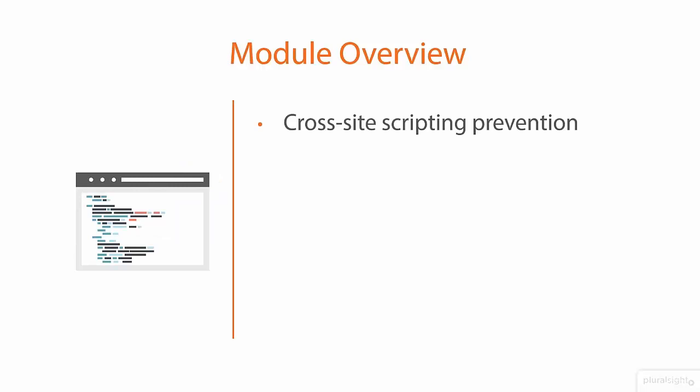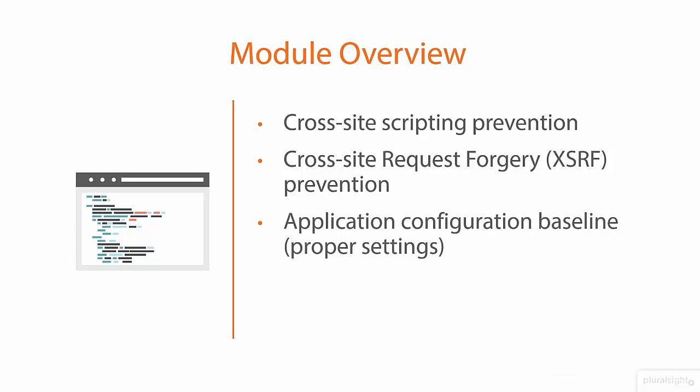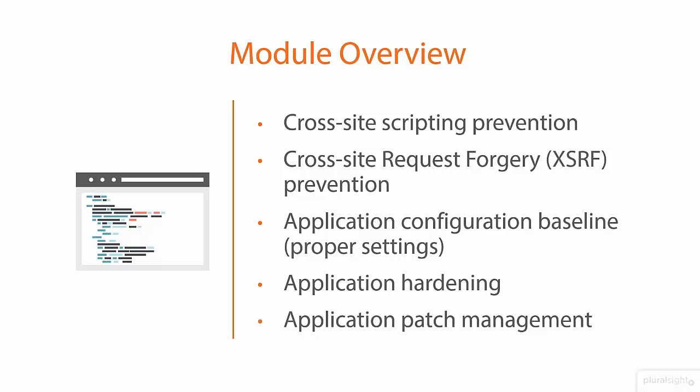All right, we'll also talk about cross-site scripting, the prevention of cross-site scripting, and then cross-site request forgery, or CSRF, and the prevention of that as well, what those things are. We'll talk about application configuration baseline, or the proper settings, and then application hardening, what that means, and then application patch management. Everyone's favorite topic, patching, whether it be hardware, software, systems, internal or customer facing. Everything pretty much in the IT industry needs to be patched in some form or fashion, whether it be a desktop, a server, a storage array, you name it. So we have to make sure that we understand where that fits into our security tool belt, so to speak.